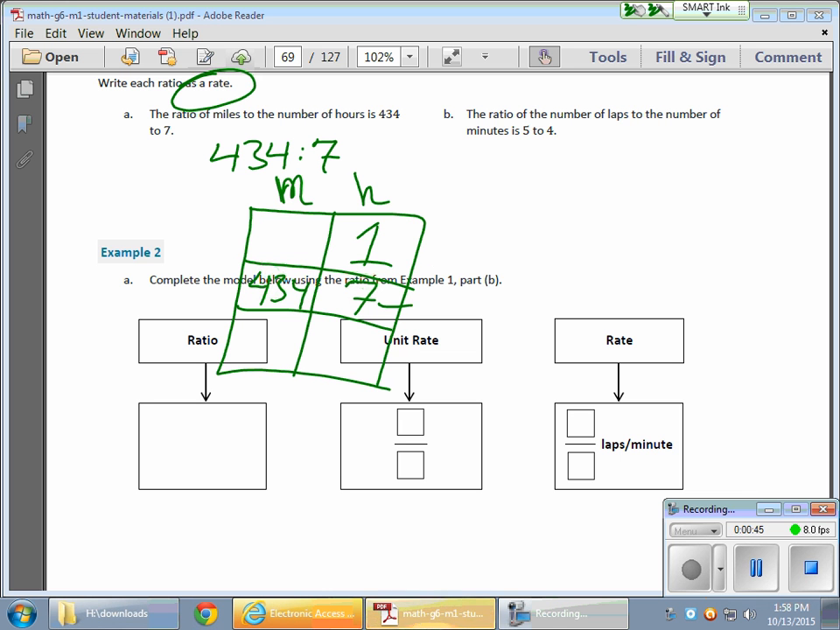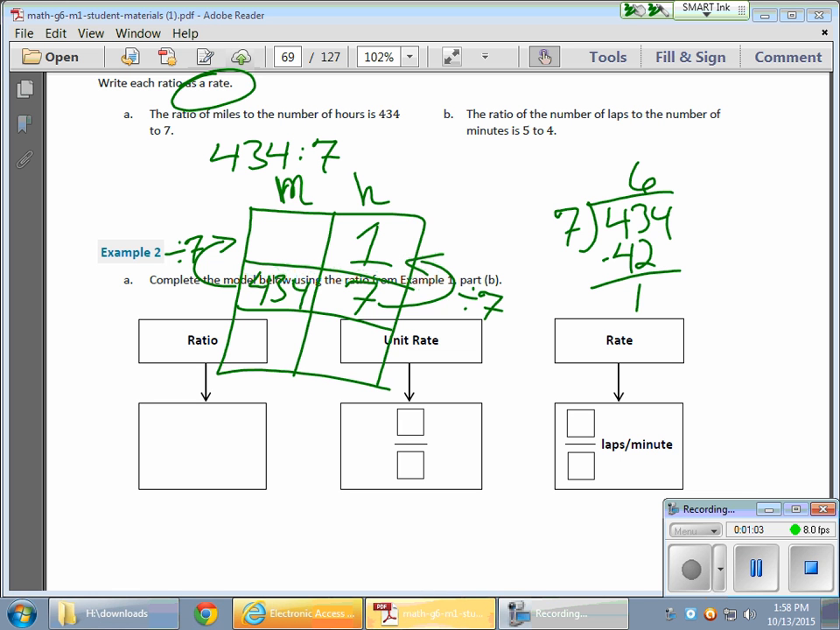Well, you can see according to my little diagram, my patterns here, I need to divide by 7. So 7 divided by 7 gives me 1, therefore 434 divided by 7 gives me something else. So I take my 434 divided by 7. There's a 6, there's a 42, and I get a value of 62. Which means my rate is 62 miles per hour. So that would be my answer, 62 miles per hour.